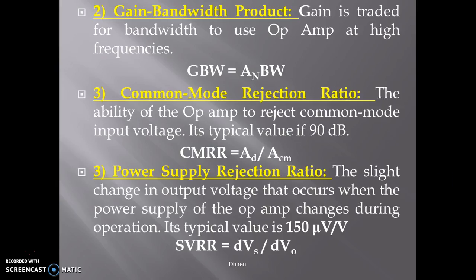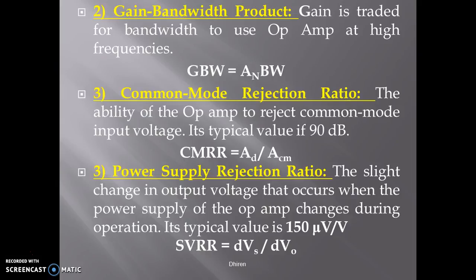Second characteristic is gain bandwidth product. Gain is traded for bandwidth to use op-amp at high frequencies. So gain bandwidth product is equal to AN into WBW, where AN is the noise gain.